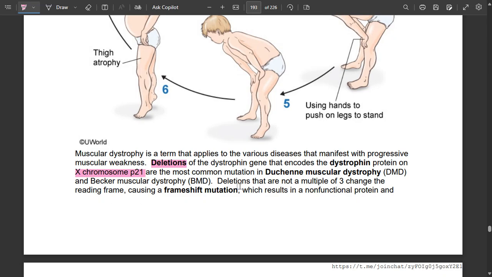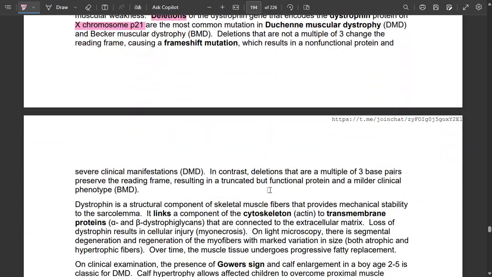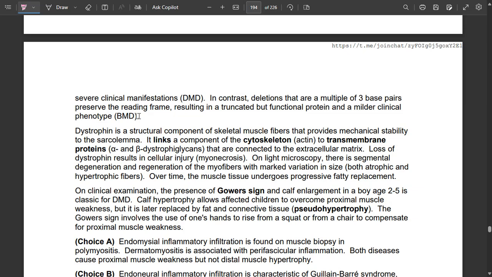Deletions that are not a multiple of 3 change the reading frame, causing a frameshift mutation, which results in non-functional protein and severe clinical manifestations like in DMD. In contrast, deletions that are a multiple of 3 base pairs preserve the reading frame, resulting in truncated but functional protein and a milder clinical phenotype like in Becker's muscular dystrophy.